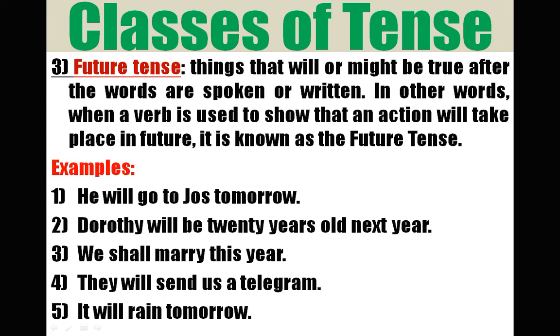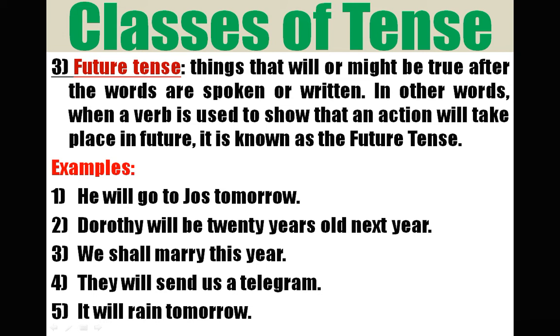Now let's look at a future tense. What is future tense in English grammar? We can say a verb takes a form that indicates an action will take place in the future when the verb is used to show that an action will take place in the future.